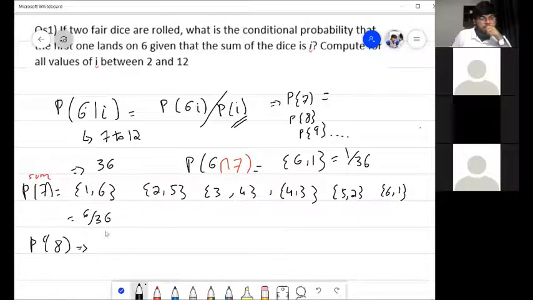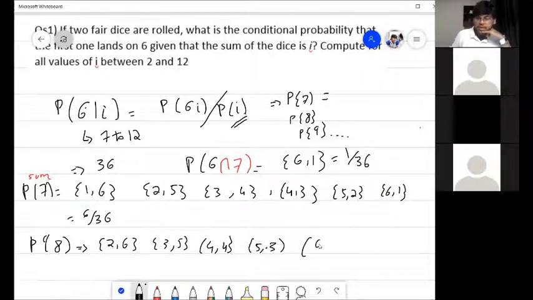It could be 2 and 6. Perfect. Then 3 and 5. Perfect. And 4 and 4. Yeah. And 5, 3 and 6, 2. 5, 3, and 6. Thank you again. So this will be 5 upon 36.